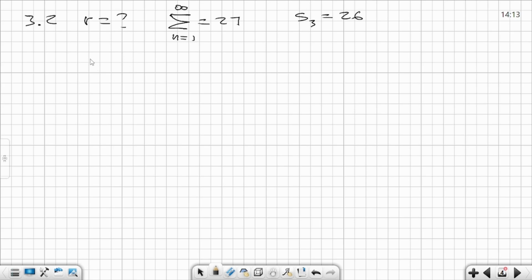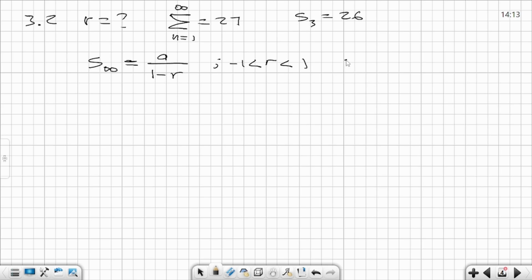Now remember from the lesson, the sum to infinity formula, this one: S is equal to, you can remember from the lesson, A over 1 minus R, where the value of R is between -1 and 1. Can you remember this formula?